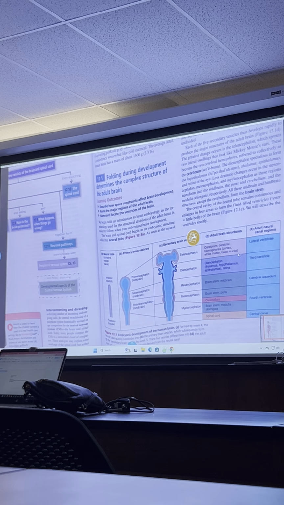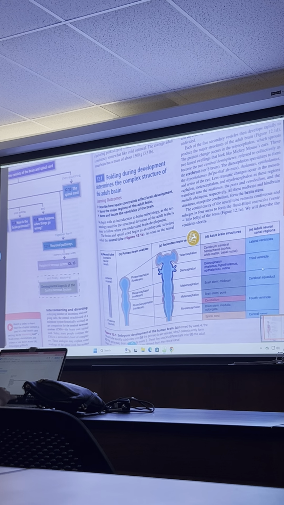And you have this blue CSF liquid in little pockets called ventricles. You have two lateral ventricles, a third ventricle, and a fourth ventricle. This is not hard. Fourth ventricle, third ventricle, two lateral ventricles. And the connection between third and fourth is called the cerebral aqueduct. So the cerebral aqueduct connects the third and fourth ventricles.